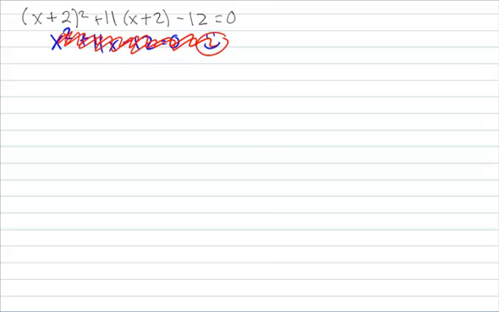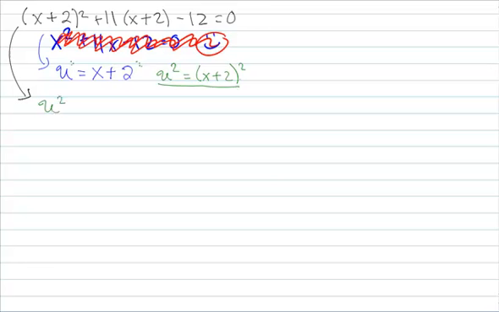So I'm going to pretend that this x plus 2 is just something else, and I'm going to call it u. So let's just say that u equals x plus 2. Likewise, I can say that u squared is the whole x plus 2 quantity squared. So now I'm going to go back into my original equation, except instead of writing x plus 2 quantity squared, I'm going to write u squared.